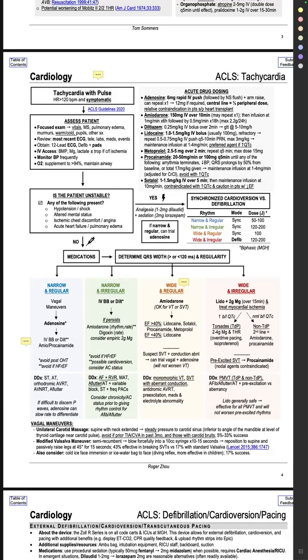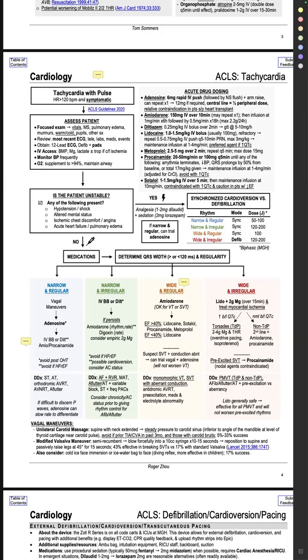So if it's narrow and regular, your differential diagnosis is Wolff-Parkinson-White, most commonly sinus tachycardia, atrial tachycardia, or atrial flutter. And for this one, you can try adenosine prior to doing synchronized cardioversion. But if you do decide to do synchronized cardioversion, the dose is 50 to 100 joules.